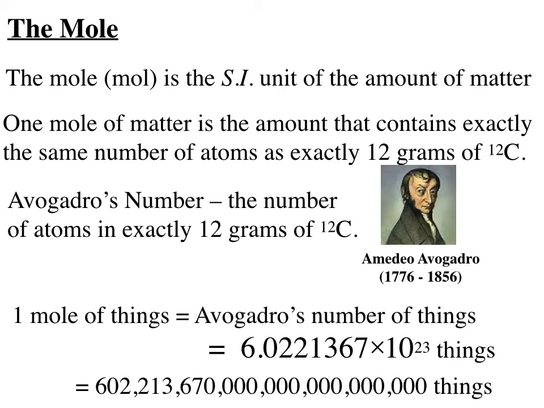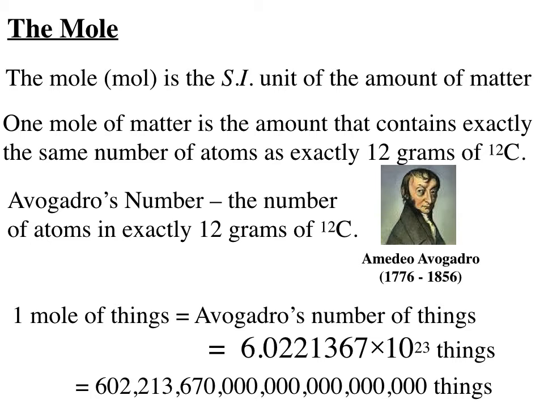Now, of course, a neutral carbon-12, which these are all supposedly going to be, would also have 6 electrons buzzing around that nucleus. Now, this number of things, which is present in 12 grams of carbon-12, is known as Avogadro's number. Avogadro's number is the number of atoms in exactly 12 grams of carbon-12.